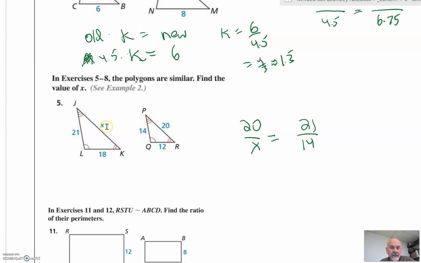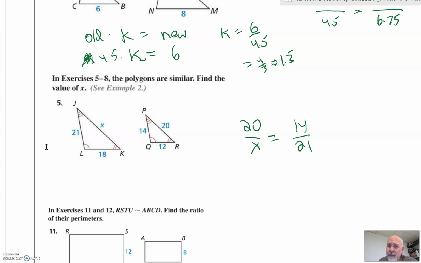So 20 is to x as, well, I'm sorry. Ooh, got that a little bit wrong, didn't I? Yes, I did. Whoa, good thing I checked. So 20 is to x as, I've got to go the same way. I've got to go the new one to the old one. 14 is to 21. So I didn't make sure that I was going the same way both times. I said 20 is to x, so that means I have to go from the right-hand triangle to the left-hand triangle both times. That was just a whoops for a moment, and good thing I fixed it.